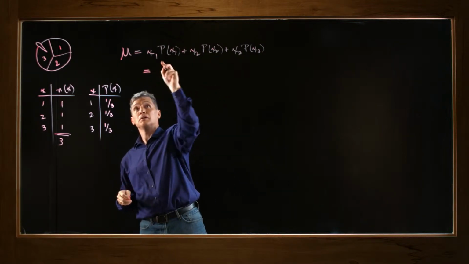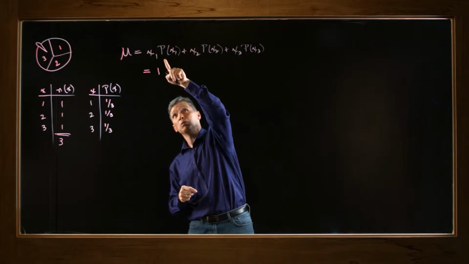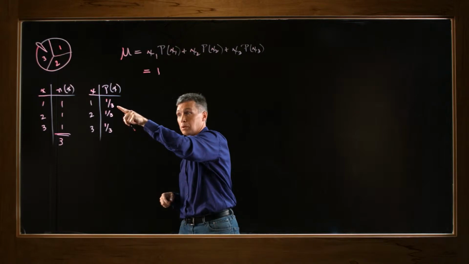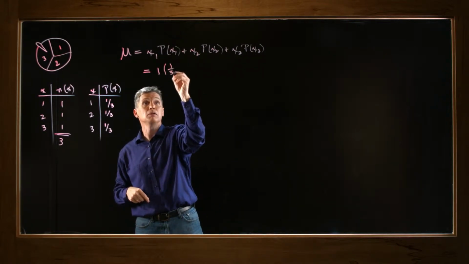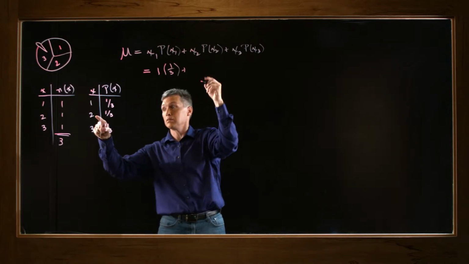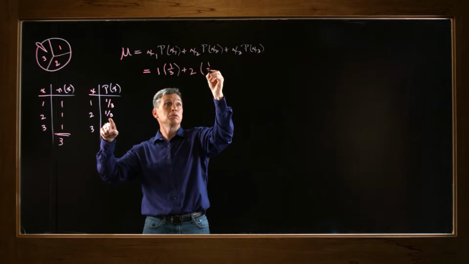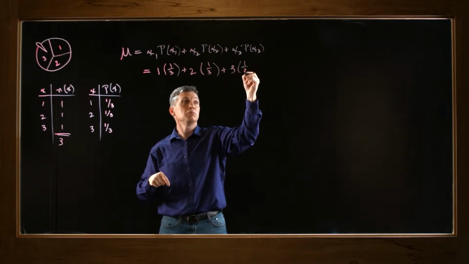What I'll plug in for x sub 1 is the first value of x, which is 1. But what I plug in for the probability of x sub 1 comes from that part of the table right there, the probability distribution. So I'll multiply by 1/3, plus the second value of x, which is 2, times its corresponding probability of 1/3, plus 3 times 1/3.